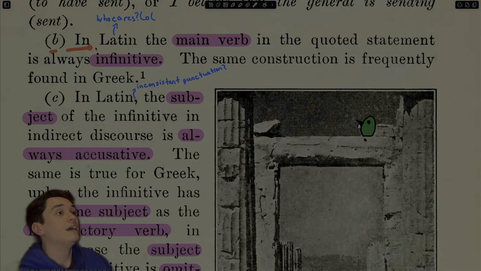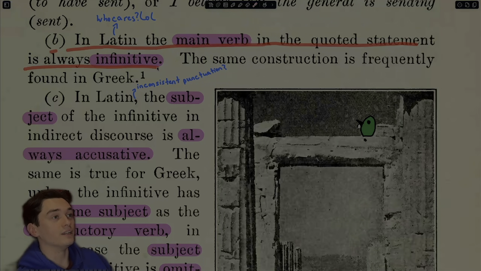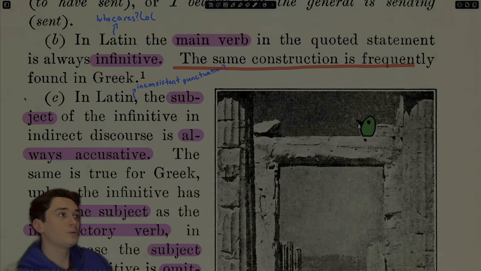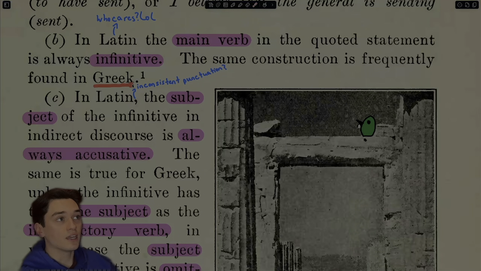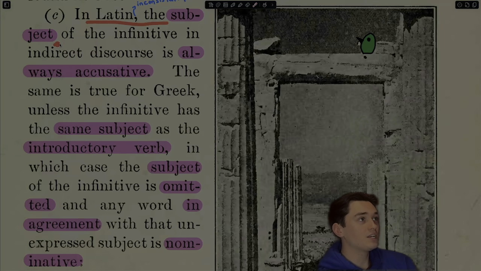B. In Latin, the main verb in the quoted statement is always infinitive. The same construction is frequently found in Greek. What it should say, to put Greek at the center point, is that Greek often uses an infinitive to introduce indirect statements, but oftentimes it uses different constructions. In Latin, the subject of the infinitive in indirect discourse is always accusative. The same is true for Greek unless the infinitive has the same subject as the introductory verb.